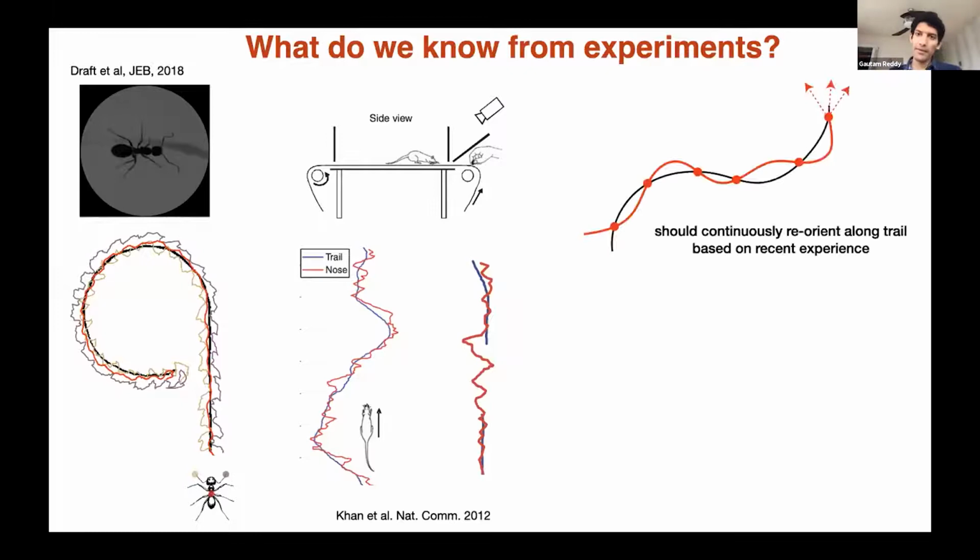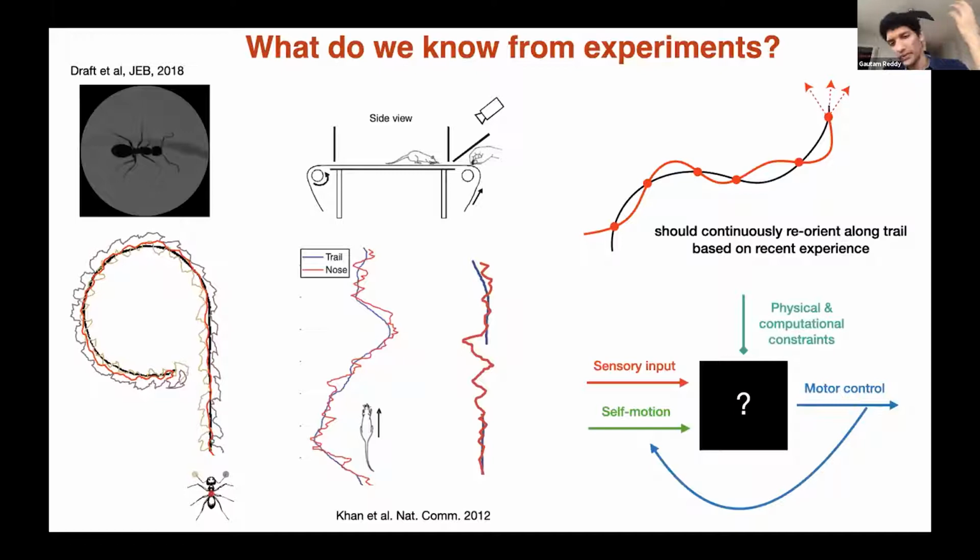Now, regardless of what the ants are doing here or the rat is doing here, any kind of trail tracking strategy should require the animal to continuously reorient itself along the trail based on its past experience. And this kind of decision-making problem is quite common to many behavioral problems which involve solving a task, right? So typically you have some sensory input, you have the animal's self-motion cues. These are being transformed in some way. It's a black box, we don't know, and we would like to find out. These are being transformed into some decision that the animal takes. And this decision again feeds back on the input, right?